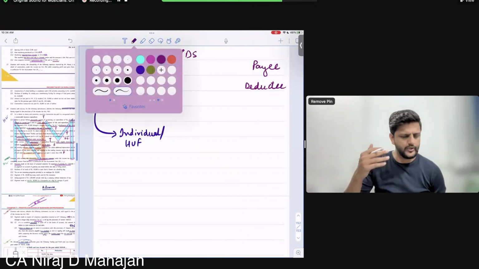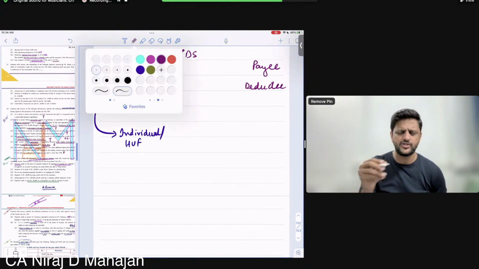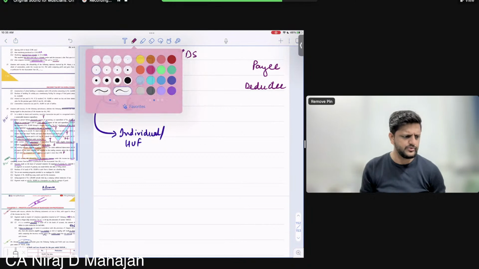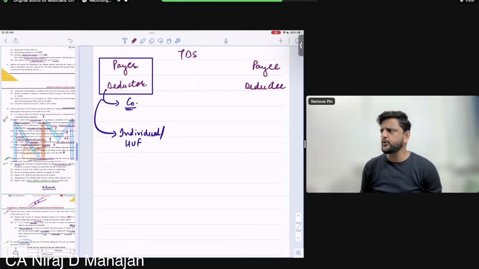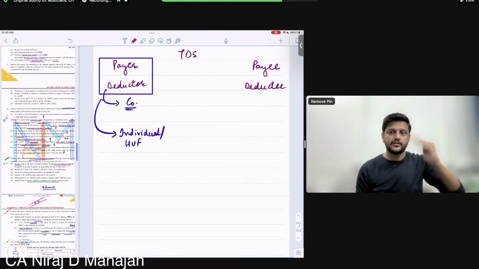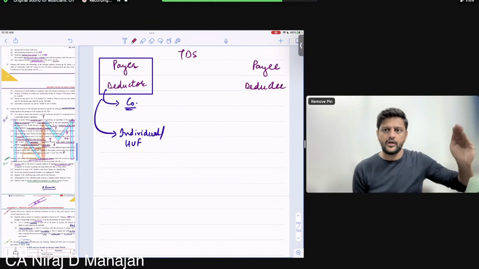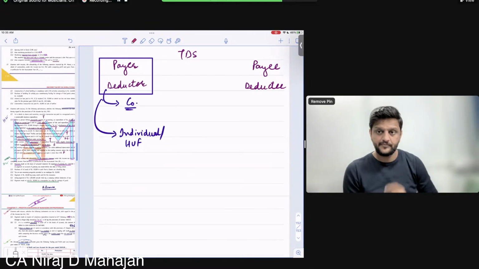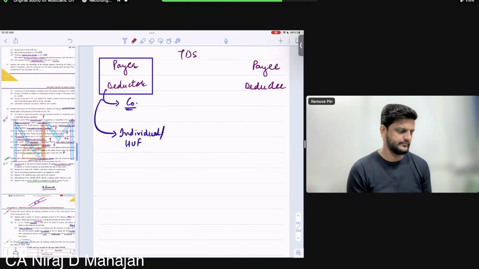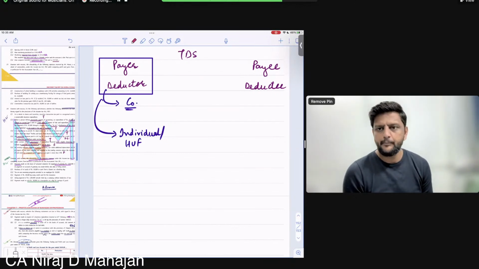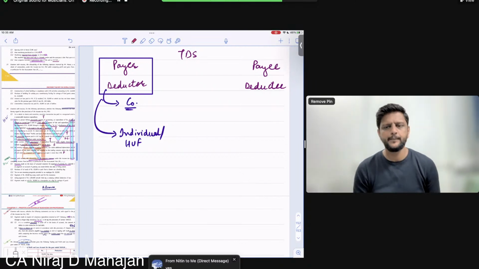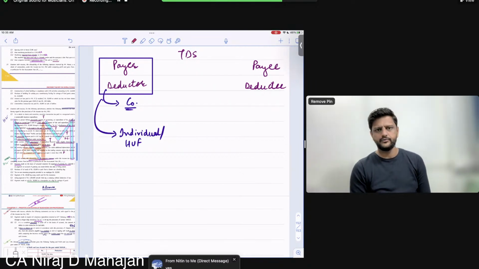Understand, this logic will be used in many places, even in company law and GST, everywhere. In company law also I've told you that logic: bigger the company, higher the compliance. Agreed? All of you? Bigger the company, higher is the compliance.